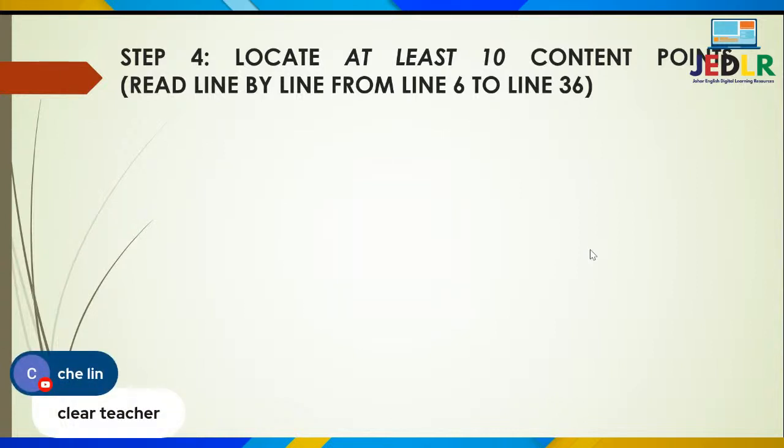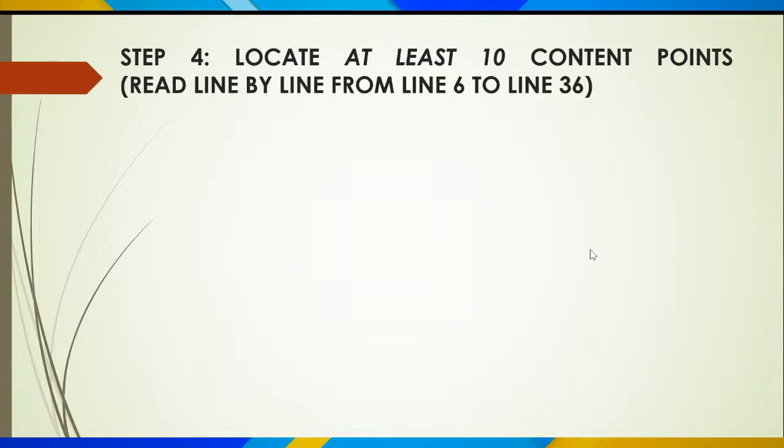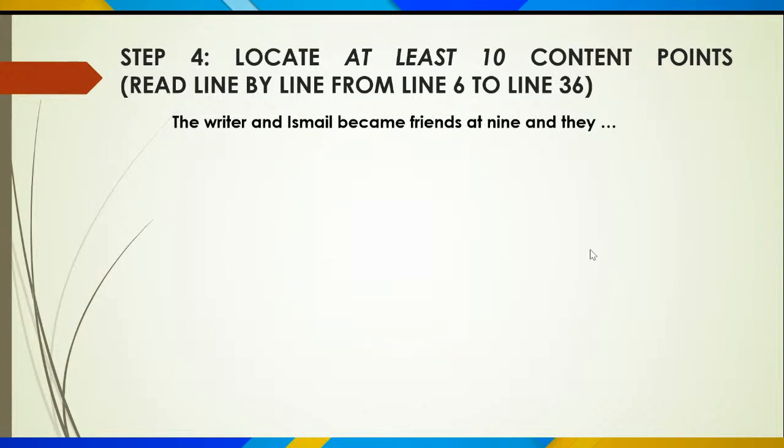Step 4, you have to locate at least 10 content points. Okay, you have to read line by line from line 6 to line 36. Okay, ladies and gentlemen, boys and girls, there's no easy way for summary. You have to read line by line, sentence by sentence, phrase by phrase, word by word. And this is what I'm going to do with you. Okay, as you can remember, line 6 to 36, you have to start off with the 10 words given. The writer and Ismail became friends at night and they blah, blah, blah, blah, blah.